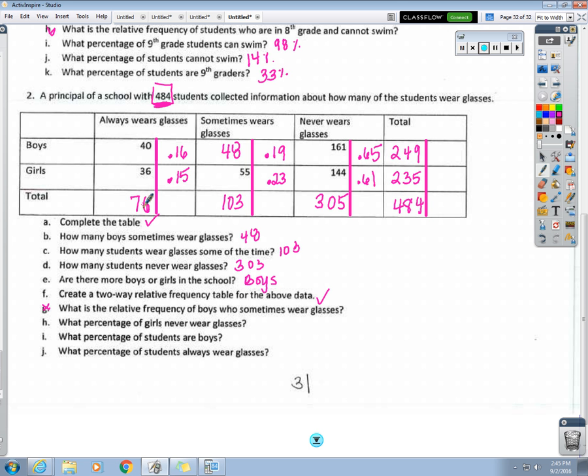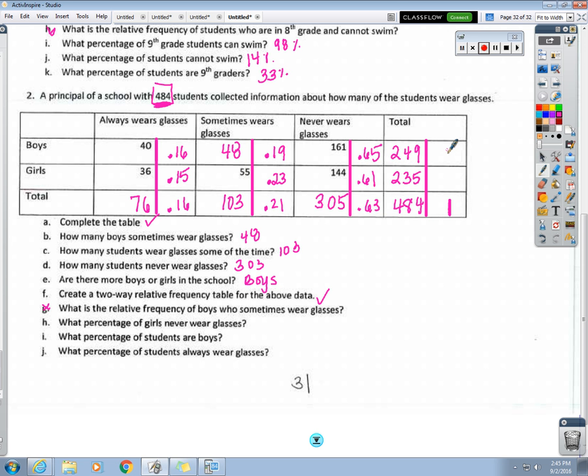So what's 76 divided by 484? 0.16. What's 103 divided by 484? And 305 divided by 484? 0.63. And then all three of those should add up to 1. Okay? All of them will add up to 1.